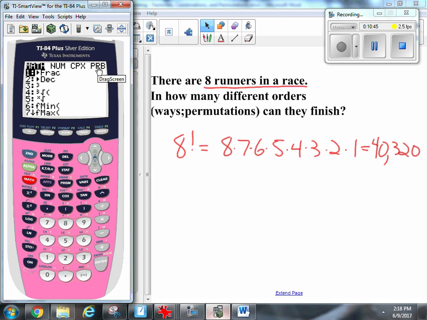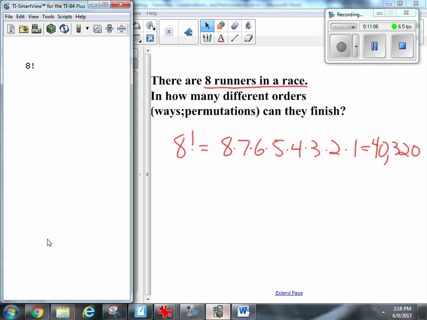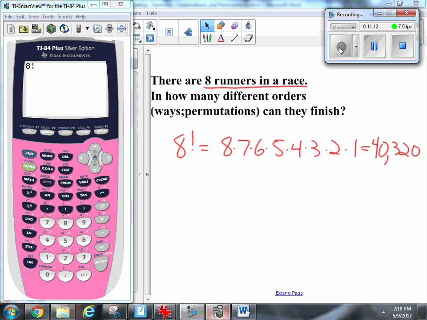And I can either go over 3, or if I was back over at math, I could go to the left 1, and it kind of cycles around. And you'll notice that number 4 right here is an exclamation point. So I would go 4. What happened to my calculator? There we go, I got it back. 8 factorial, press enter, 40,320. So now we know what factorials are, and we know an easy way to find them. So there are 40,320 permutations of my 8 runners.